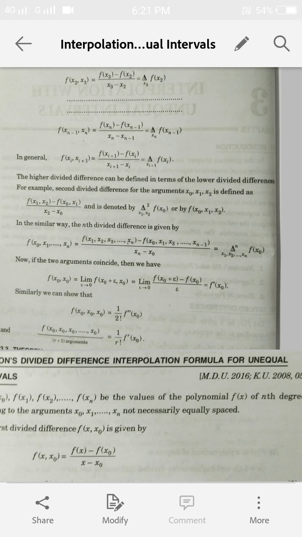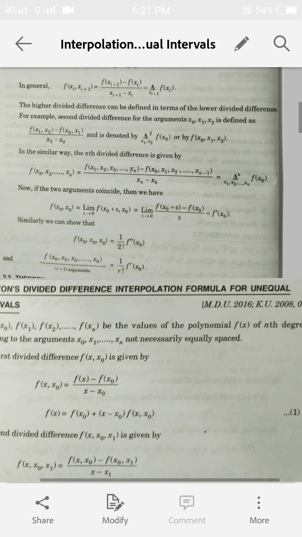Now, if any two arguments coincide, suppose x0 and x1 coincide, then what will be the value of their divided difference? In that case, the value of the divided difference will be the first order derivative at that point. Similarly, in the case of the second divided difference, if all the arguments are the same, then that will be equal to 1 by factorial 2 times f double dash x0.